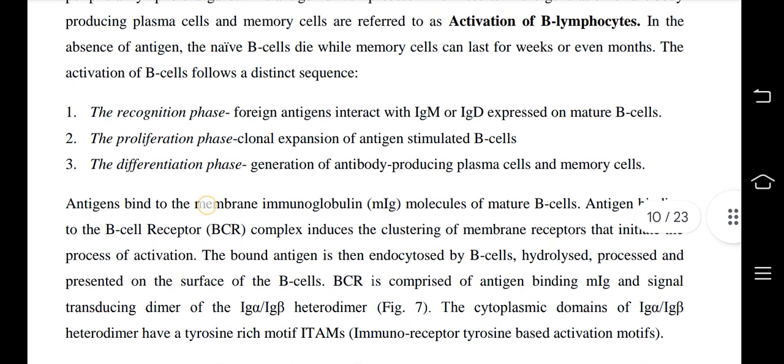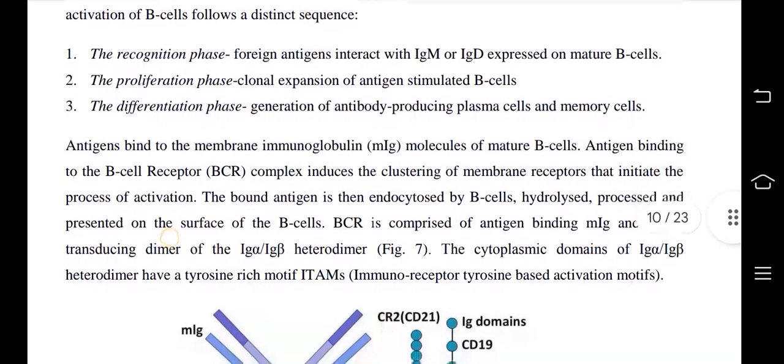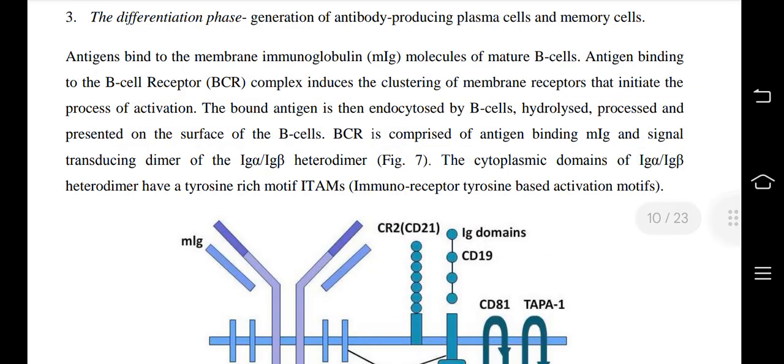The recognition phase: foreign antigens interact with IgM or IgD expressed on mature B cells. The proliferation phase: clonal expansion of antigen-stimulated B cells. The differentiation phase: generation of antibody-producing plasma cells and memory cells. Recognition phase, proliferation phase, then the differentiation phase. Antigens bind to the membrane immunoglobulin (mIg) molecules of mature B cells.